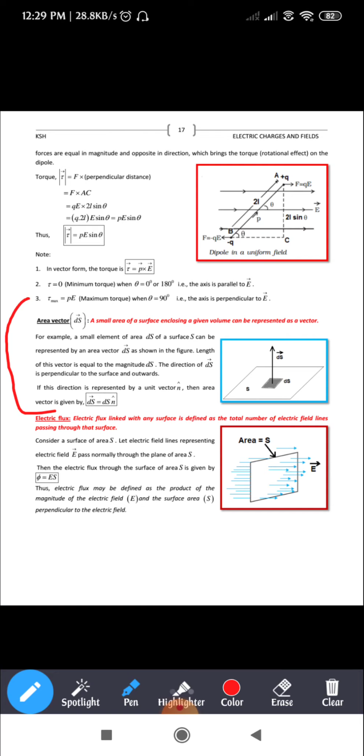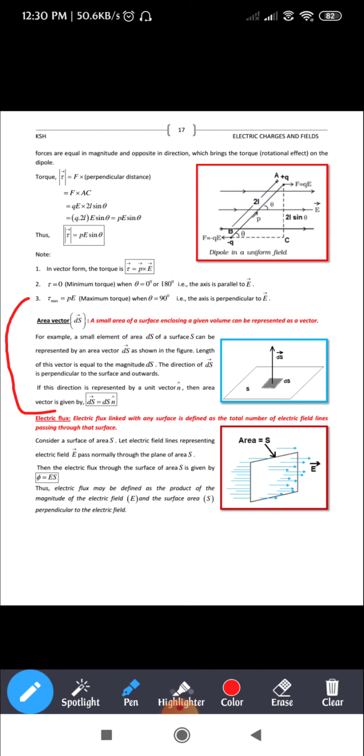For example, a small element of area ds of a surface S can be represented by an area vector ds vector as shown in the figure. Length of this vector is equal to the magnitude ds. The direction of vector ds is perpendicular to the surface and outwards. If this direction is represented by a unit vector n cap, then area vector ds vector is equal to ds into n cap.